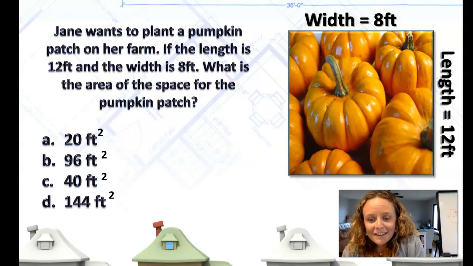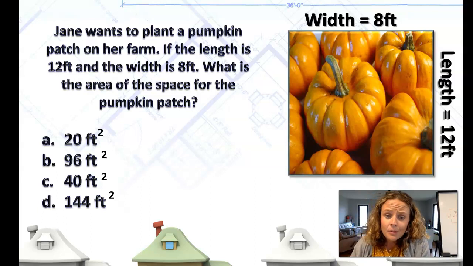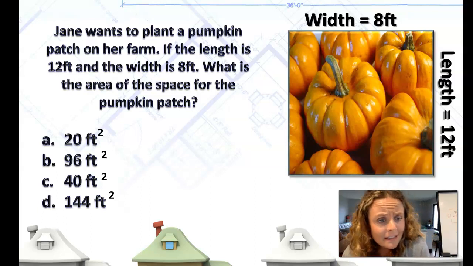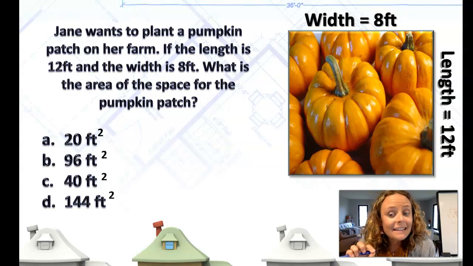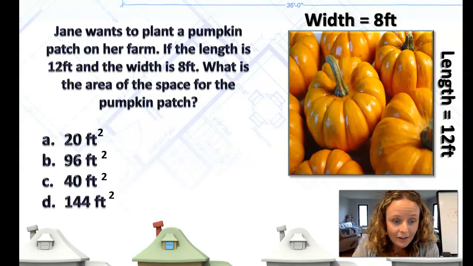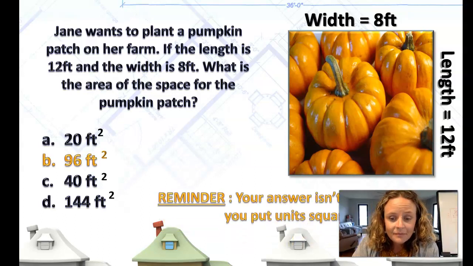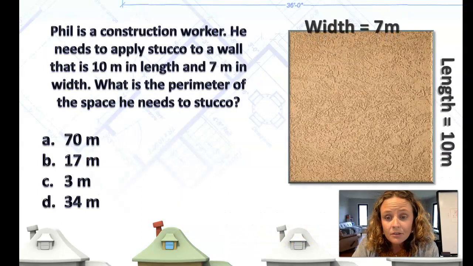Welcome back. This was an area problem, so that means length times width. 12 times 8. If you weren't sure of that fact, you probably said, well, 10 times 8 is 80, and 8 times 2 is 16. 80 plus 16 is 96 feet squared. B. Very nice. Remember, your answer isn't correct unless you put units squared.